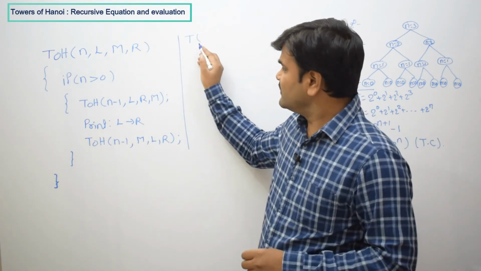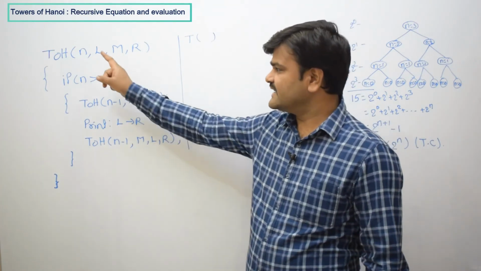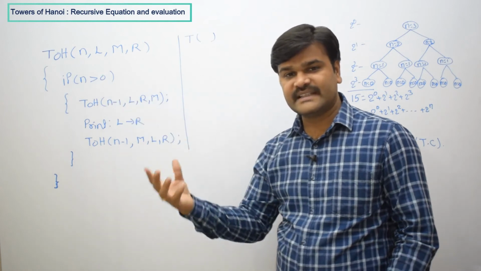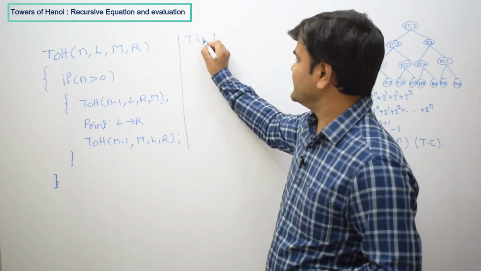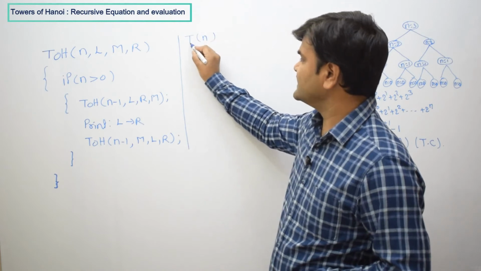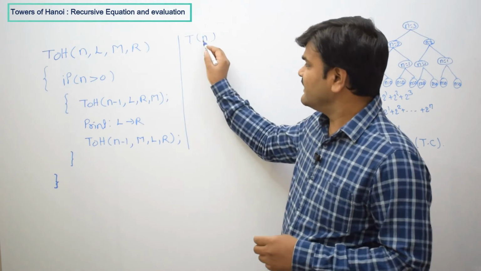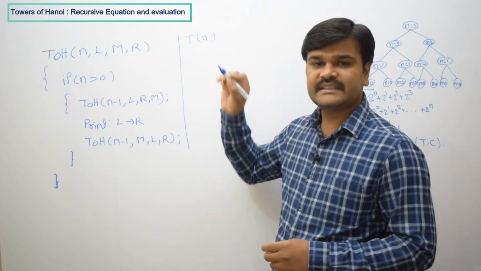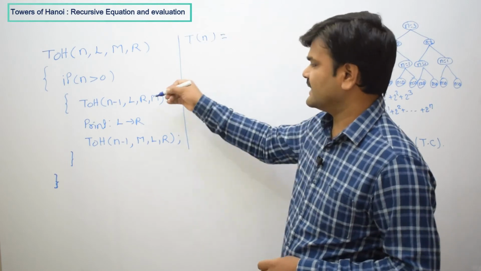Now what is the input for this recursive equation? Initially, how many disks are we passing? That will be n. So with n disks we are calling this function. What is its meaning here? With n input we are calling this function. Okay, now how will you write this part?